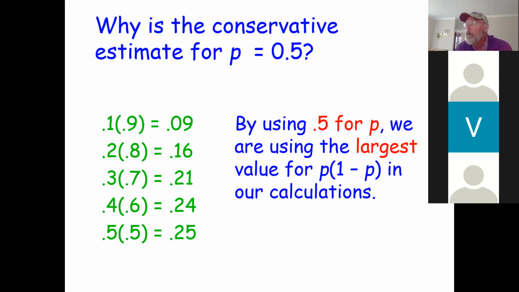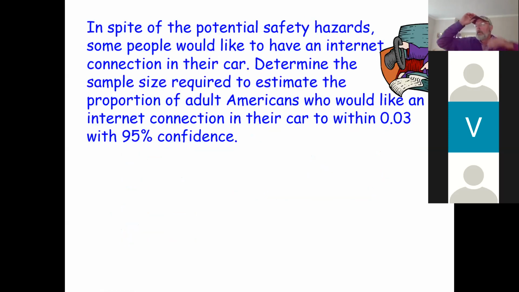Okay, so by using 0.5 for P, we have the largest value for this term right here. P times 1 minus P is what we're looking for in our calculations, a very conservative value. Okay, so here is an example, all right?